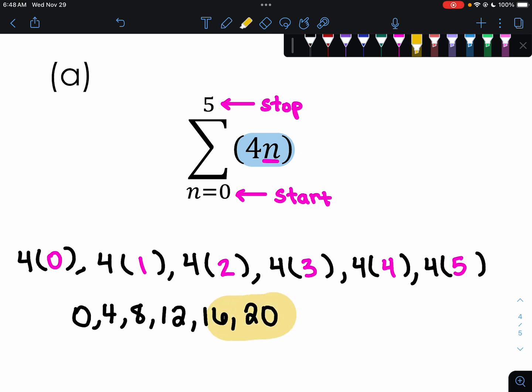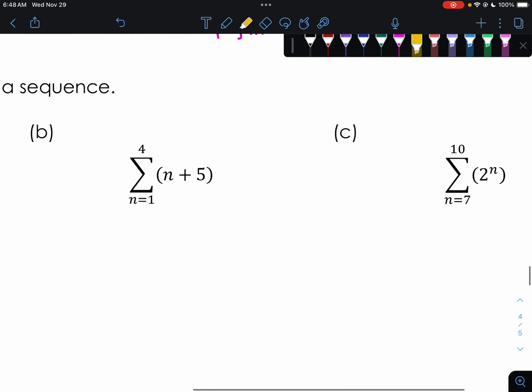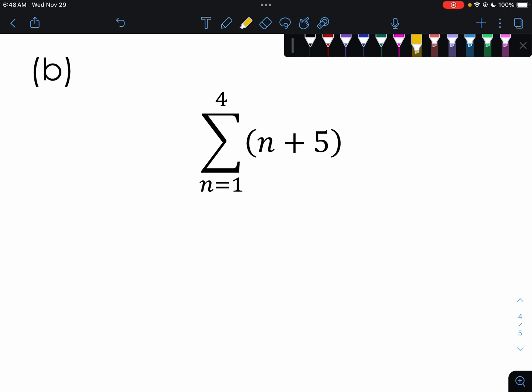Now, if we wanted to evaluate the summation, we would take 0 plus 4 plus 8 plus 12 plus 16 plus 20. So you would end up adding all of these numbers in order to get the total for the summation. That's what it would equal if we were actually evaluating the summation. But right now, we just want to be able to take the summation and turn it into a sequence, or you should be able to identify that this sequence goes with this summation. Okay, so part B, we have the summation from n equals 1 to 4 of n plus 5.